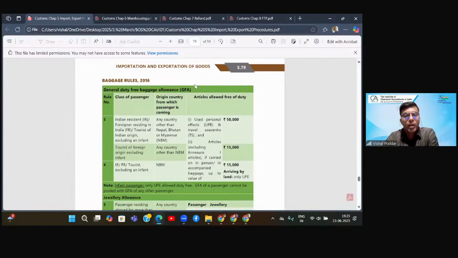Now, coming to this next point, which is also called as the baggage rules. Okay, before that, there is some question.